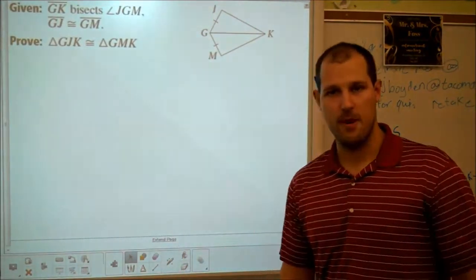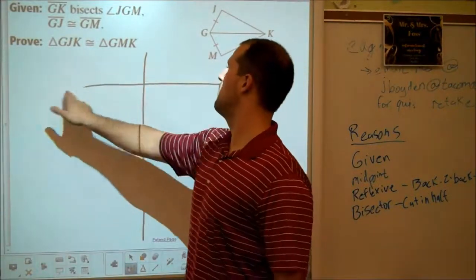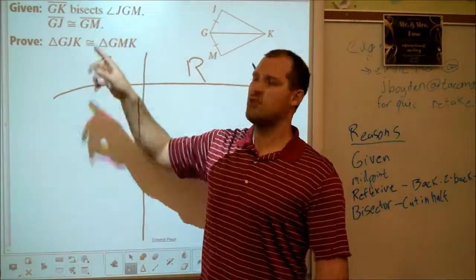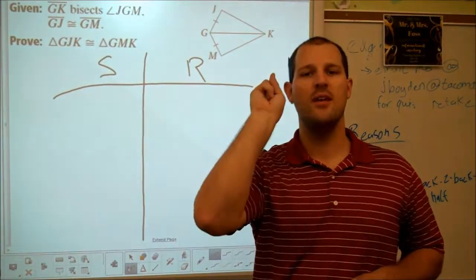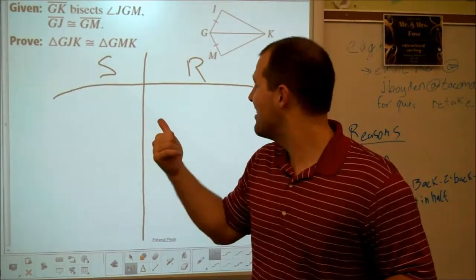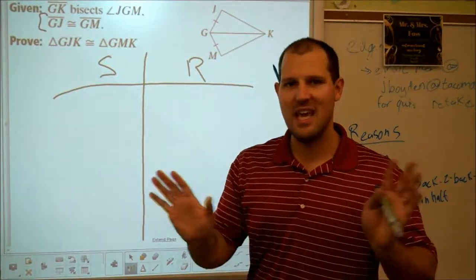Okay, make sure you get the picture down. We're going to dive right in. In the given, there's two statements. Only one of them is going to be written in this table. Can you tell which one it is? It's the second one. The second one is symbolic. The first one has words in it. We can't write that down.